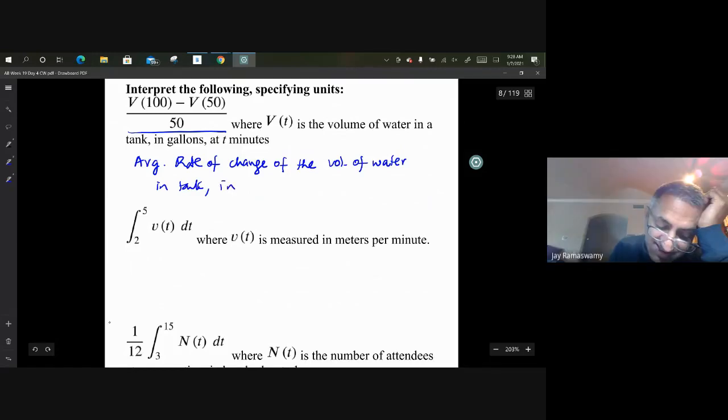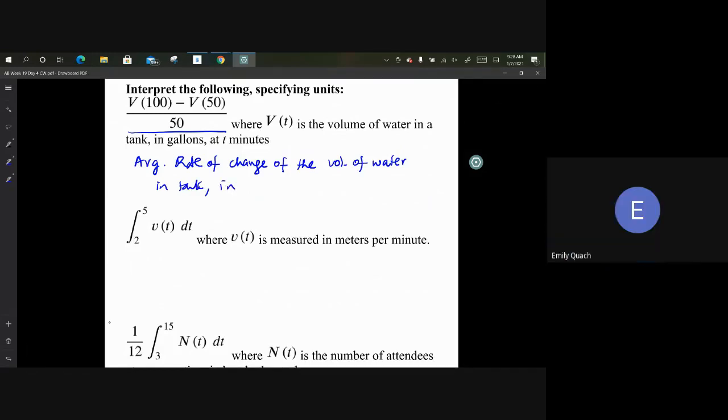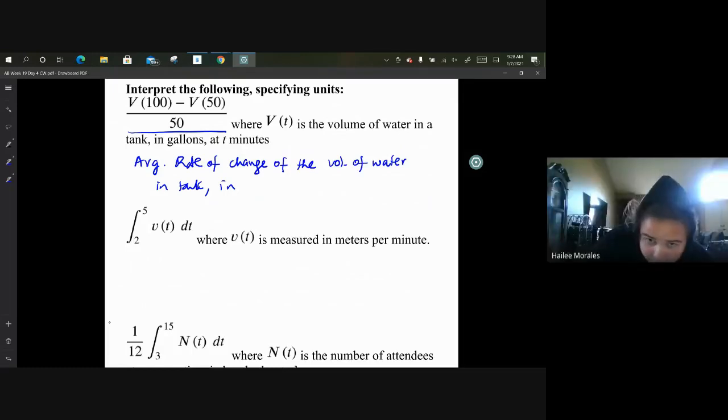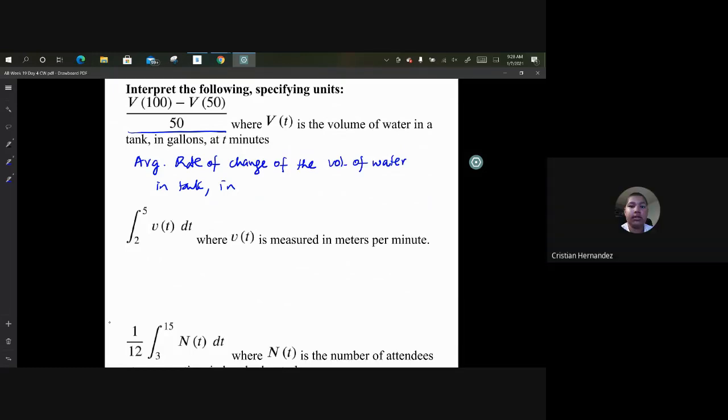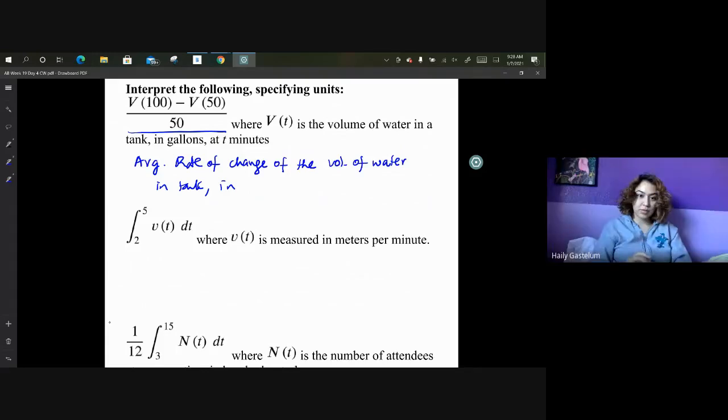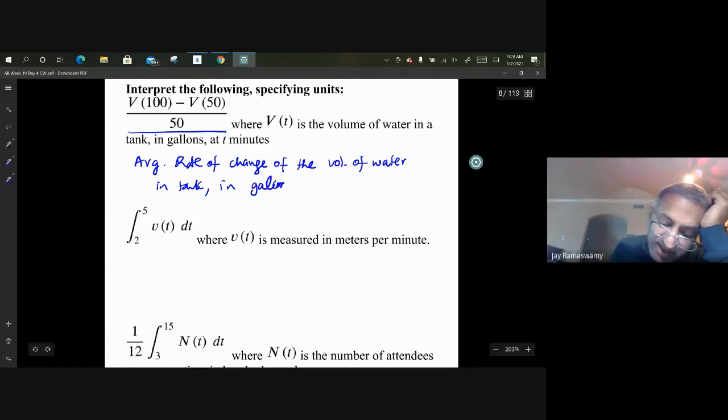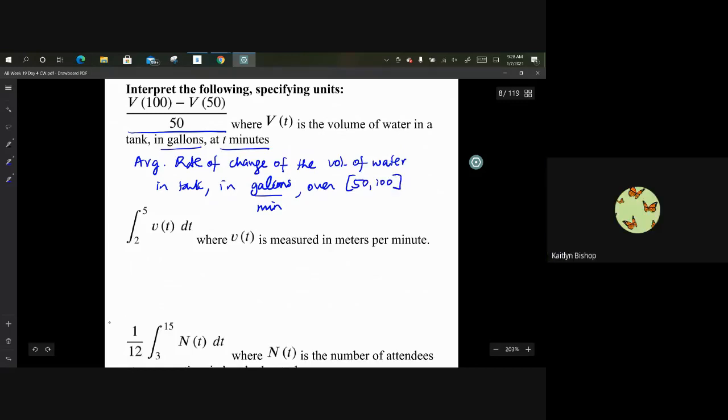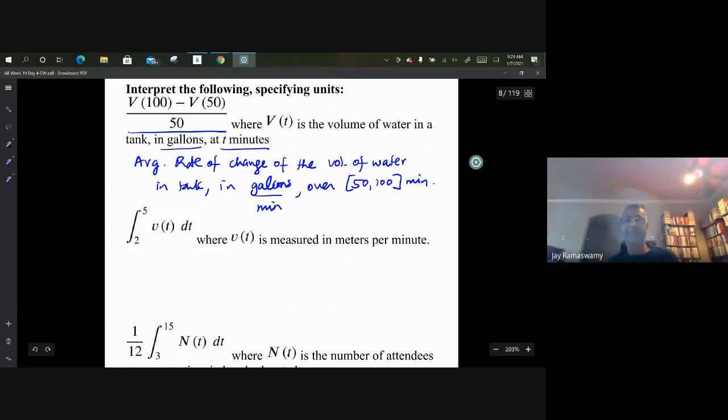In what are your units going to be? In gallons. Ms. Gatsella? Gallons per minute. Okay, Mr. Hernandez, don't forget, for average rate of change you give me the units of the slope. So it's gallons per minute, over the interval 50 to 100 minutes.